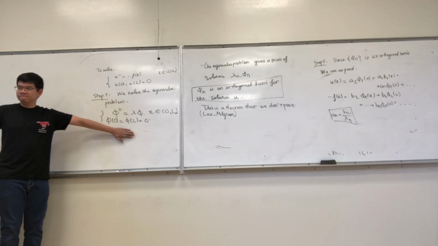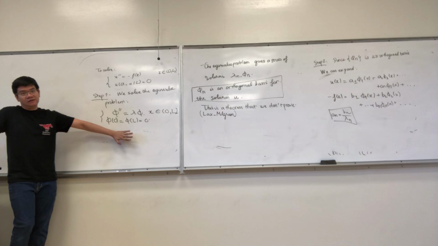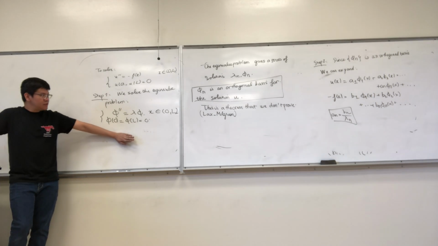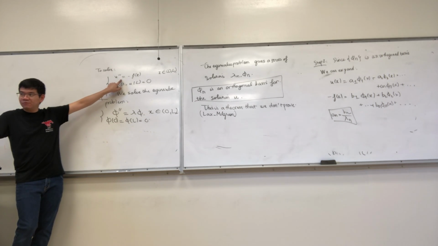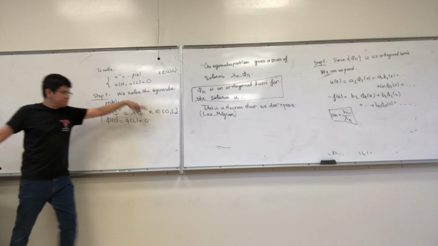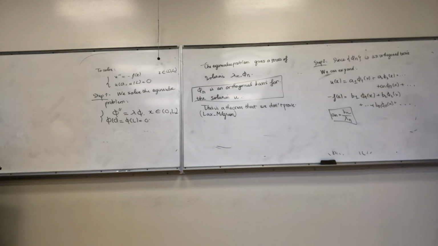I explain again. The reason that we have to solve eigenvalue problems is because when you solve the eigenvalue problem, you're going to get an orthogonal basis for the boundary value problem, right? And this is a big theorem in functional analysis, and we don't go over the proof.